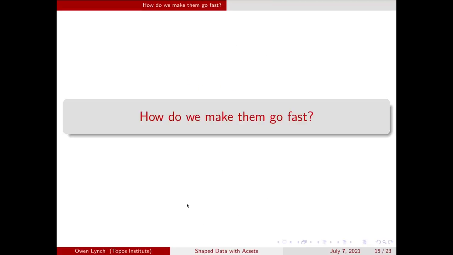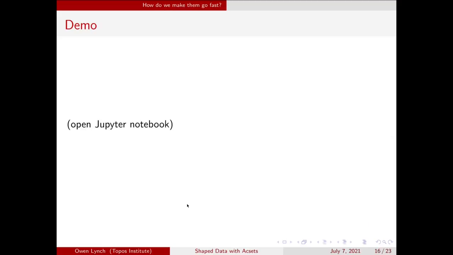Okay, so that finishes the more mathy side, and now we're going to talk about how we implement these and how they go fast. One of the cool things about Acsets is that not only are they general, but they're actually efficient, and we'll give benchmarks at the end too. And to give an idea of what our implementation looks like, I'm just going to give a demo.